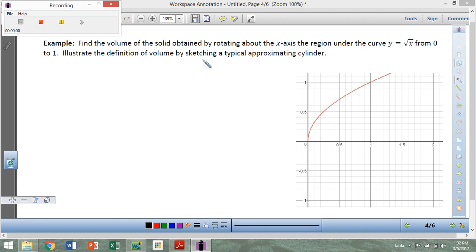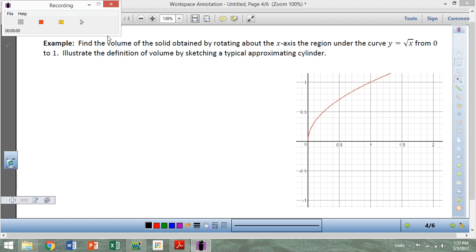Okay, in this video I'm going to talk about how we can find the volume of areas that have been rotated about a specific axis. The first method that we're going to talk about in this video is the disk method.